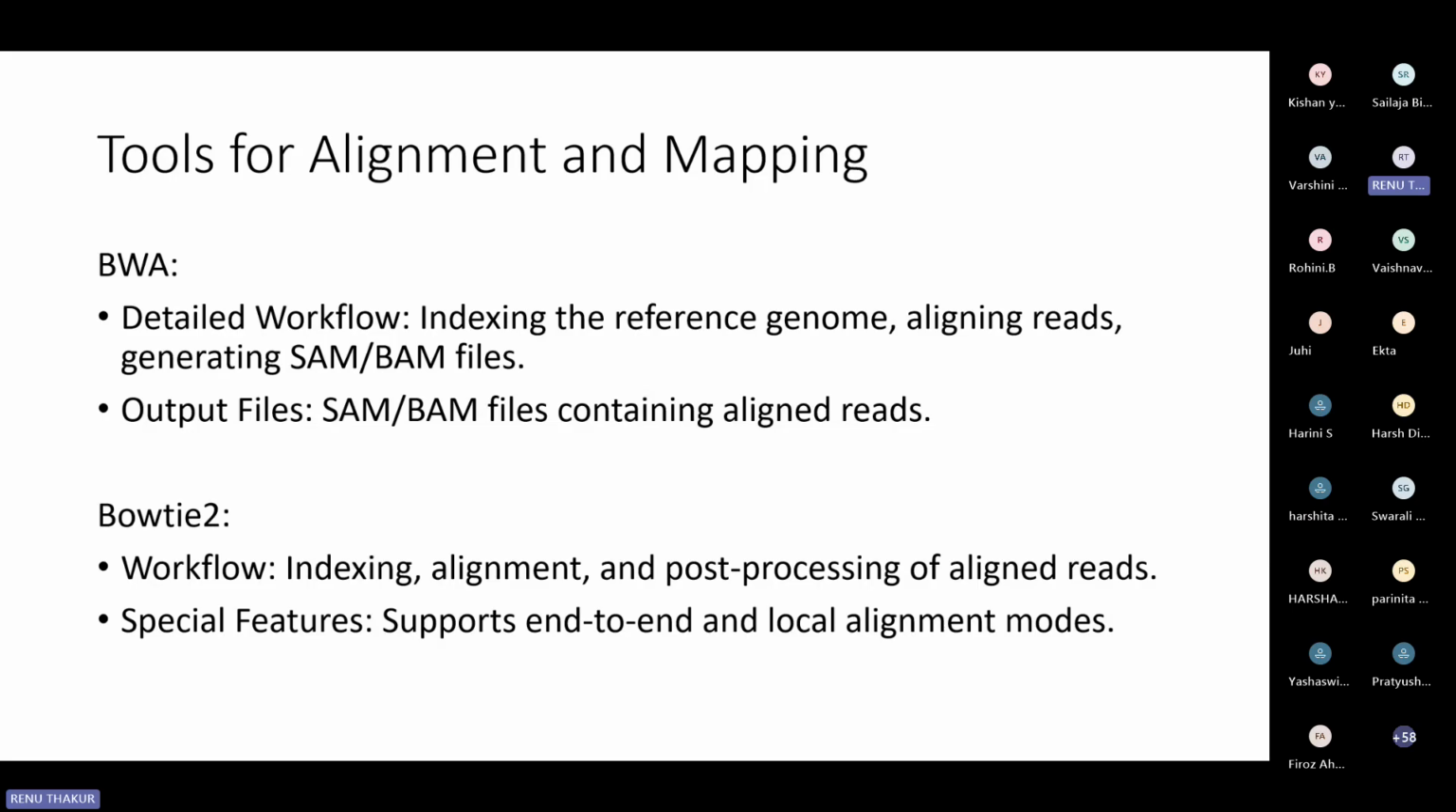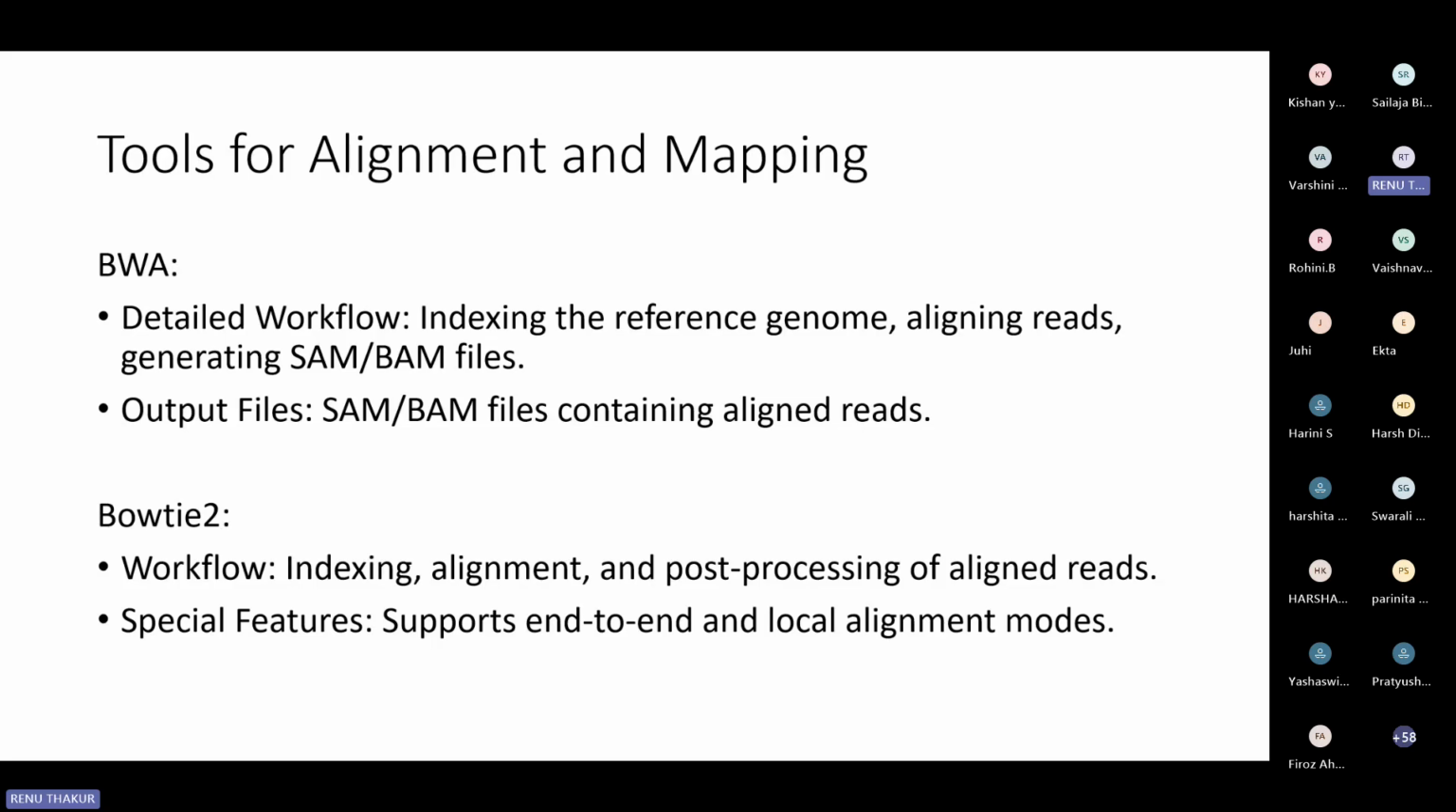So BWA, that is Burrows-Wheeler Aligner. The detailed workflow is indexing the reference genome, aligning reads, and generating a SAM or BAM file. Okay, SAM file is what I told you, the Sequence Alignment Map. Okay, and BAM is the Binary Alignment Map file. The binary alignment map is where there is less information of the alignment mapping file. SAM file will be more detailed.